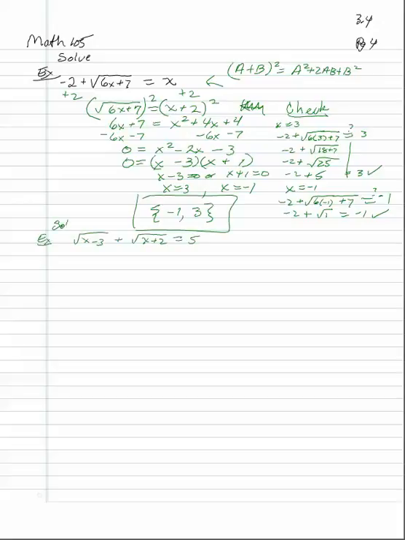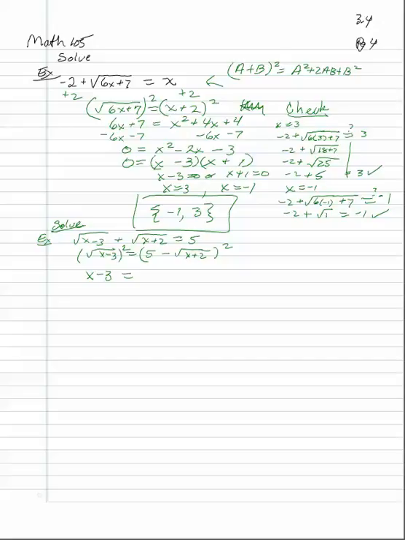Alright, let's try another one. Now this one's a little more difficult. You have two radicals, and so we just get one of the radicals by itself. Which one doesn't matter. Okay, now we're going to square both sides. So we get x minus 3 equals, now use the square formula.